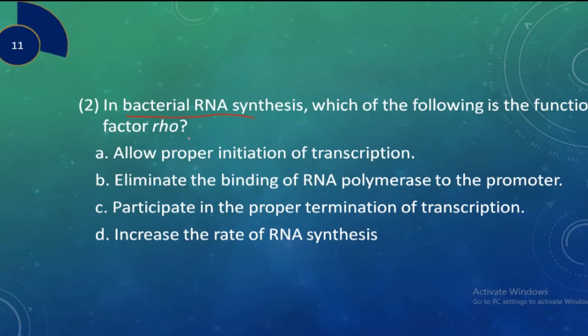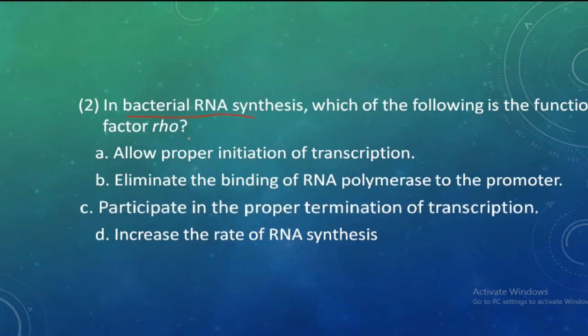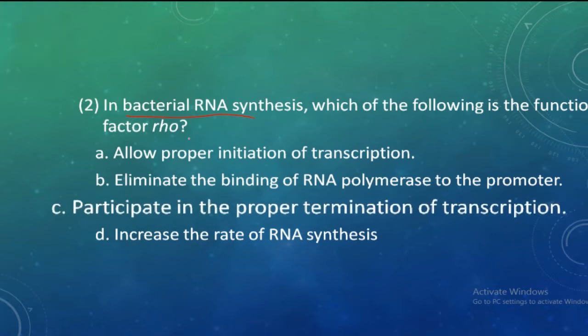Here you have to think about the function of Rho factor. You should have a clear idea of what it does, where it functions, and what the exact function of Rho factor in bacterial transcription is. So the answer is C. It participates in the proper termination of transcription. The main function of Rho factor is in the termination process.